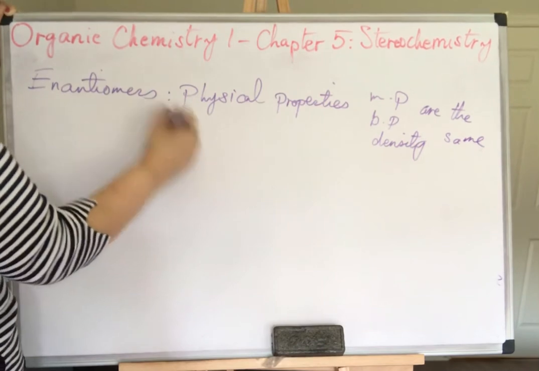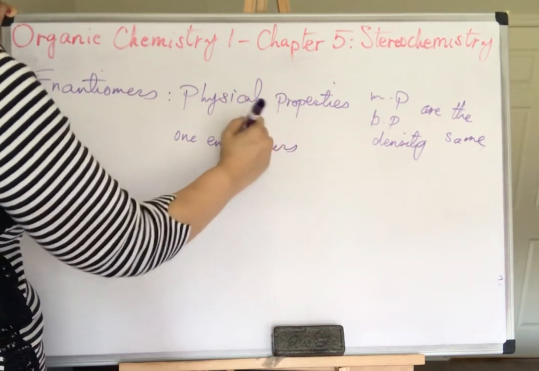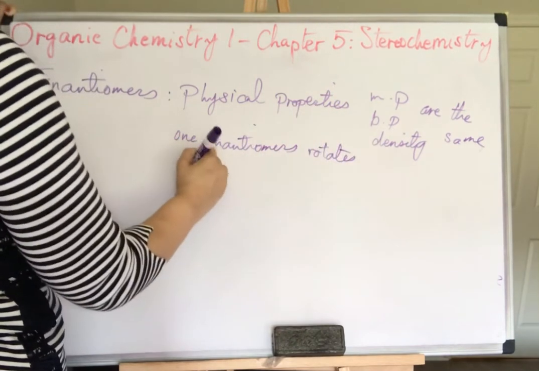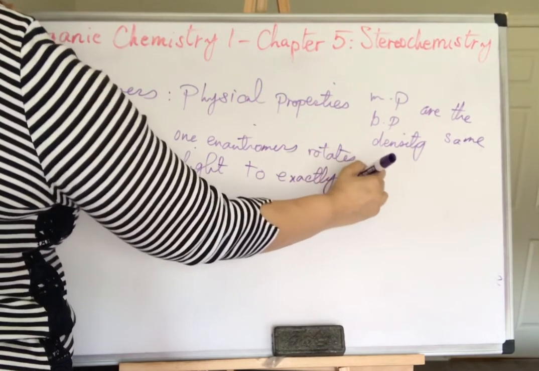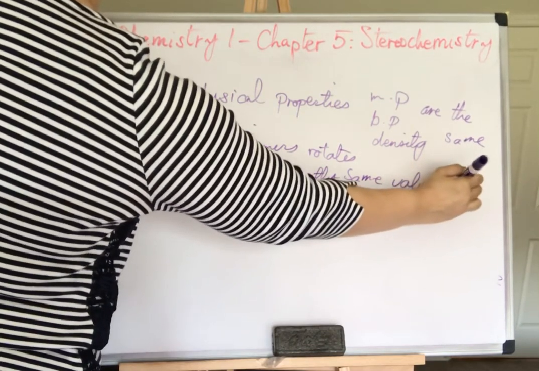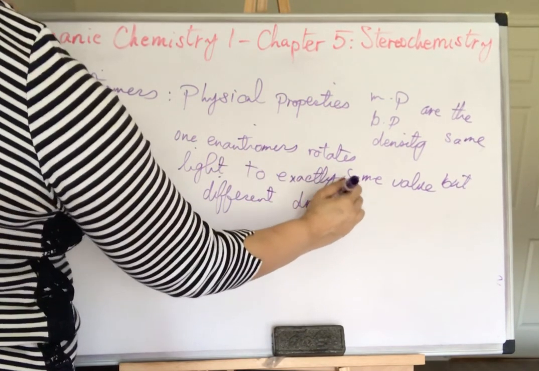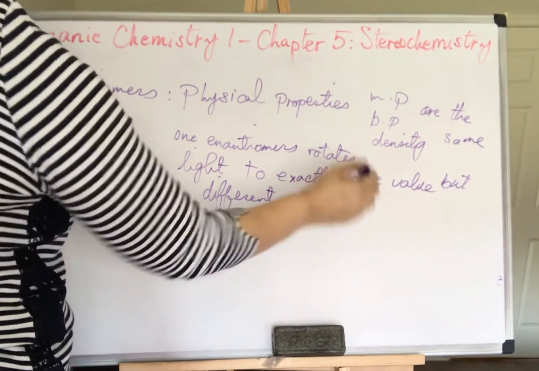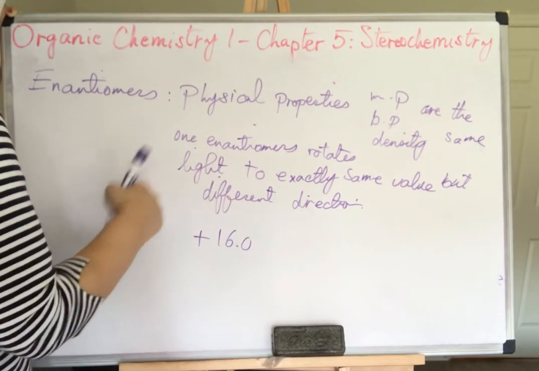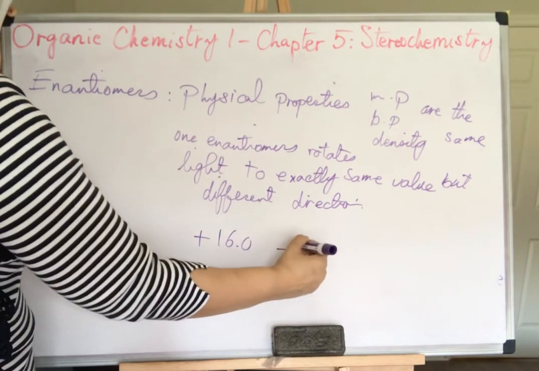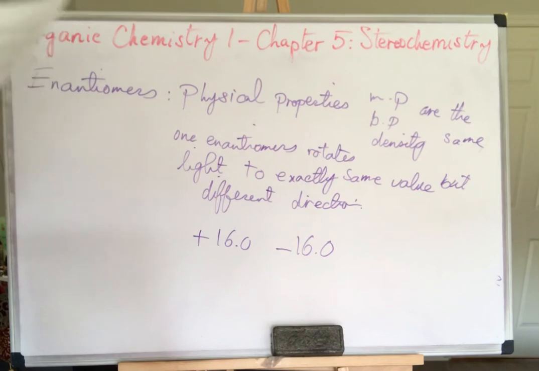But the difference is one enantiomer rotates light to exactly the same value at a different direction. For example, if the specific rotation of one of the enantiomers, let's just use cocaine, is positive 16, another enantiomer is going to be minus 16. So the values are the same, but one of them rotates in the opposite direction.